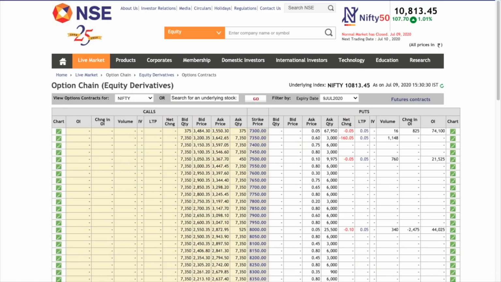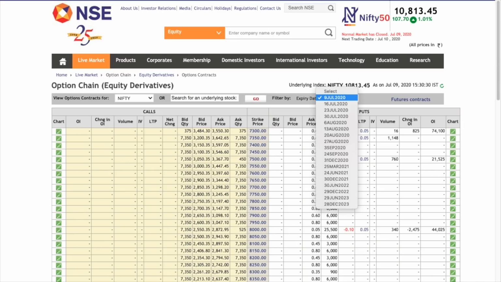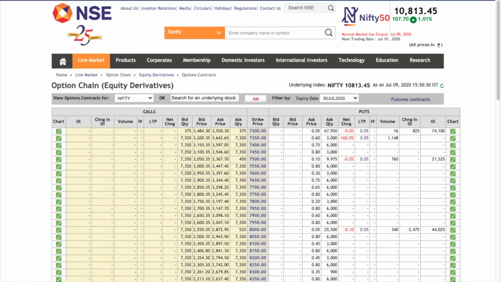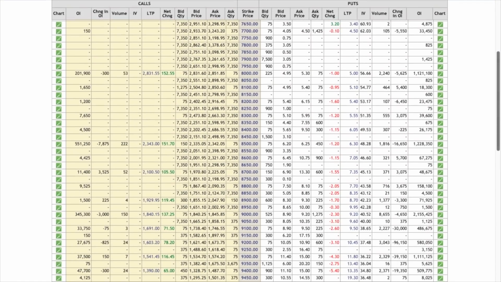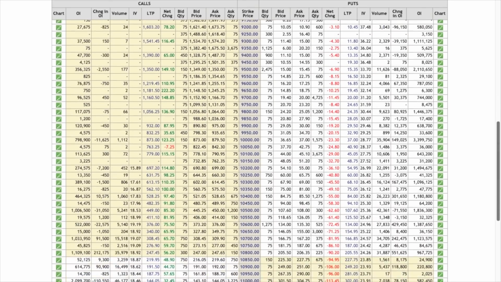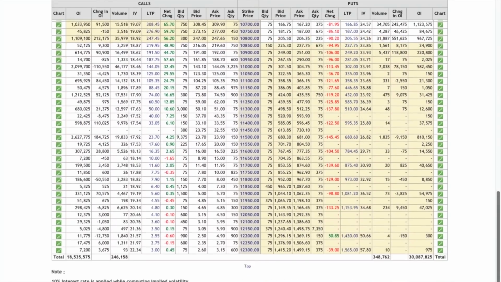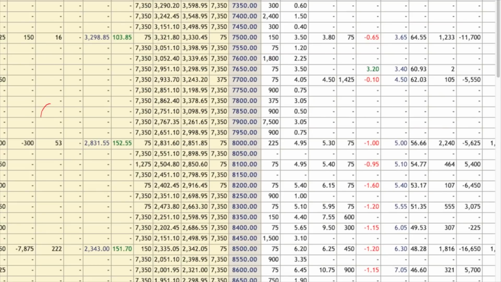Once on the Option Chain page, select 30th July 2020 from the expiry date drop-down menu. Scroll down to see all standardized options available for the selected expiry date. Typically, an option chain shows calls on the left side and puts on the right side, with the strike prices arranged in an ascending order in the center.